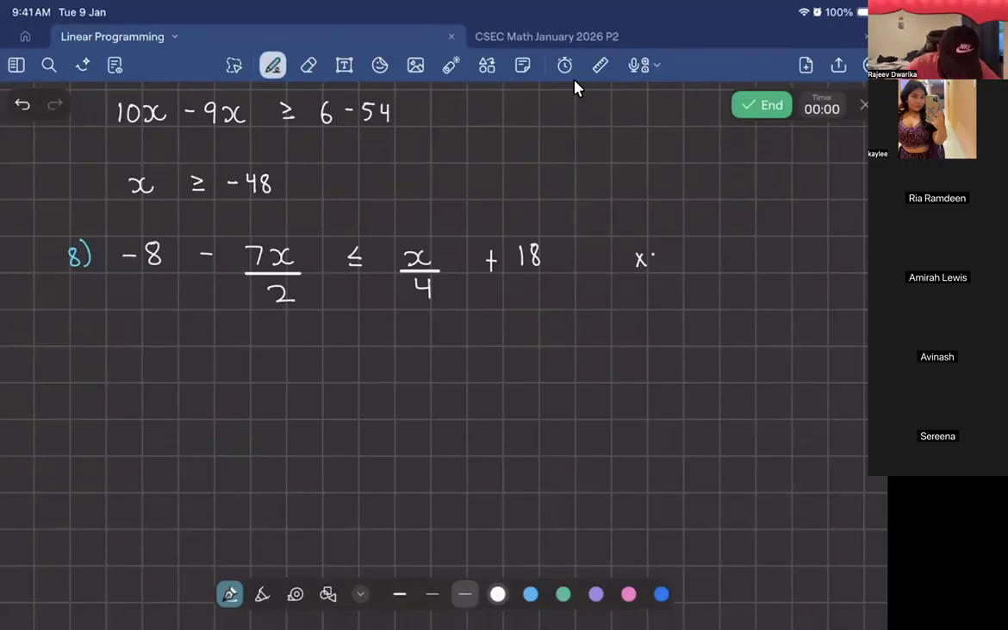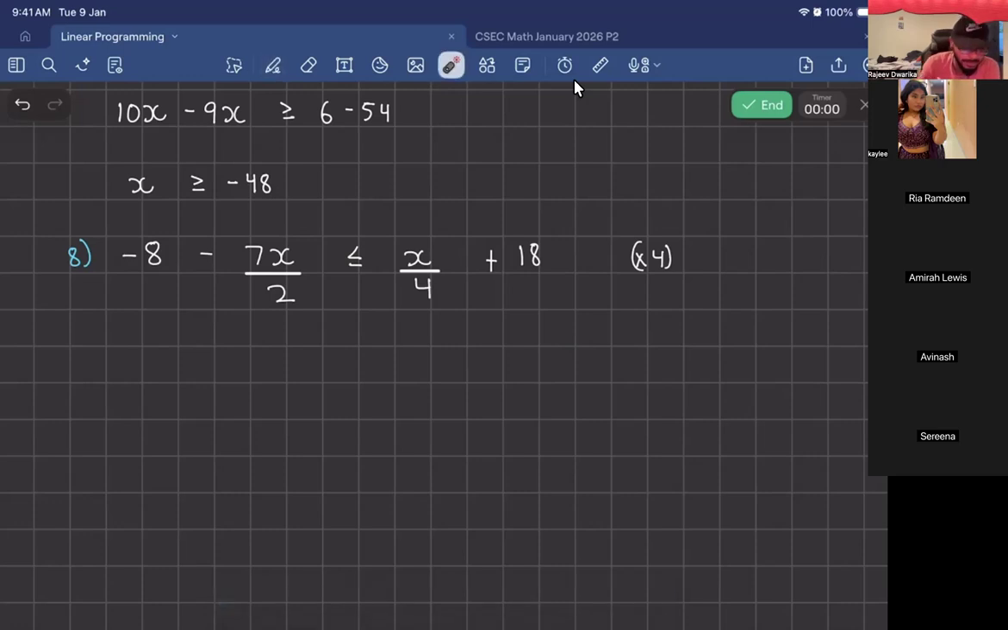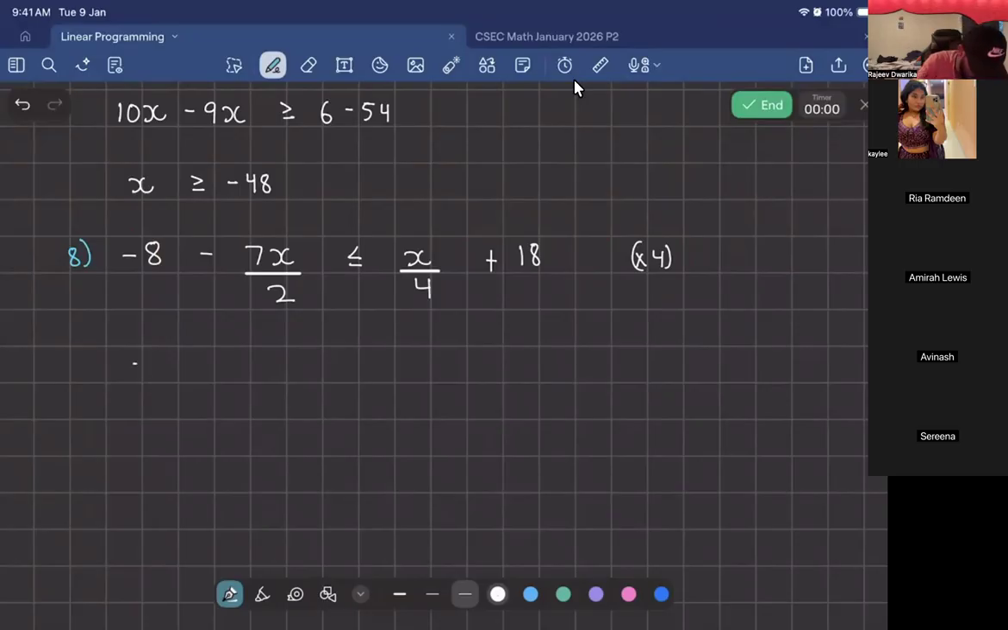I'm going to multiply both sides by 4, right? So let me elaborate. I see this minus 8, multiply that by 4. You see this 7x over 2, multiply that by 4. You see this x over 4, multiply that by 4. You see this 18, multiply that by 4. So what is minus 8 by 4? Negative 32. Yeah, negative 32.